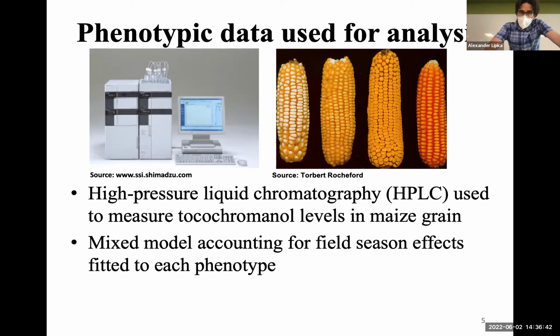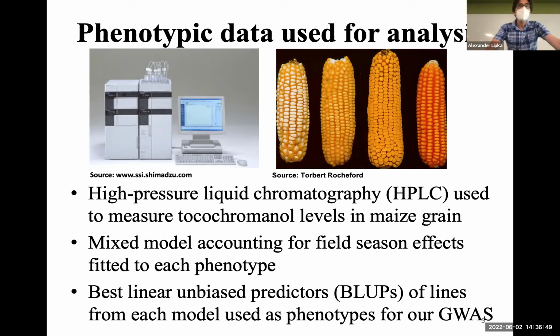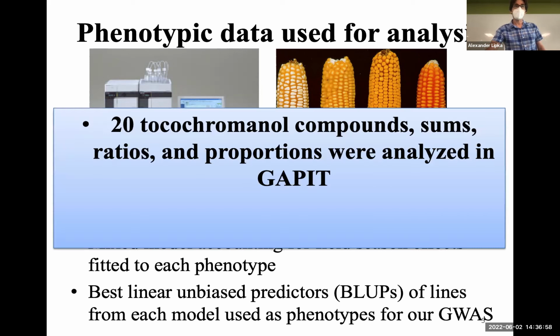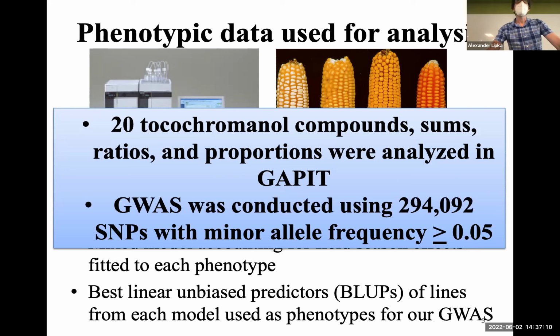We fitted a mixed model like we've seen this morning to account for our field seasons and each phenotype. Then we used BLUPs of our genotype effects, that is our BLUPs of our lines, as phenotypes for our GWAS model. In total, we looked at 20 traits related to tocochromonols. We used GAPIT, and we had just over 294,000 markers dispersed throughout the maize genome, all filtered so that the minor allele frequency was greater than 0.05, okay?